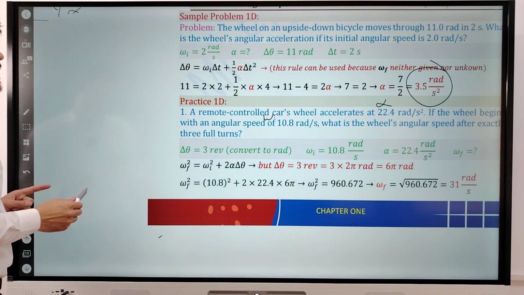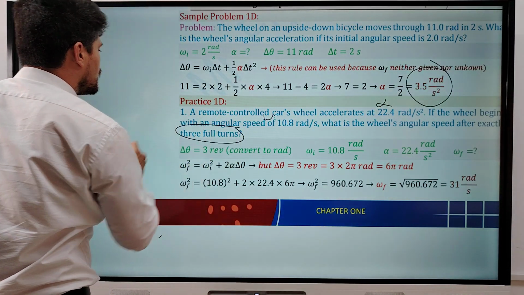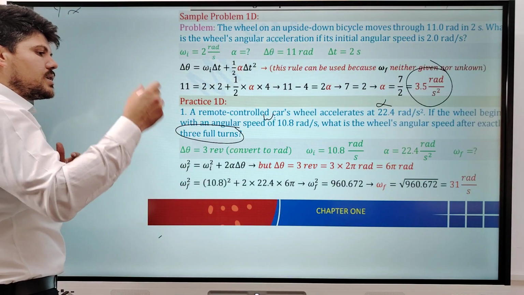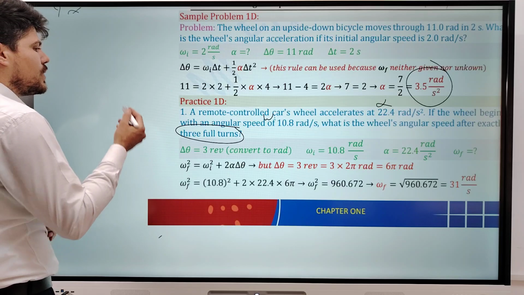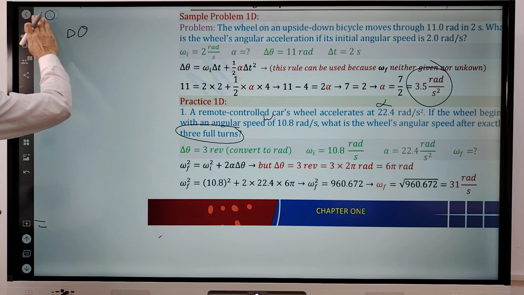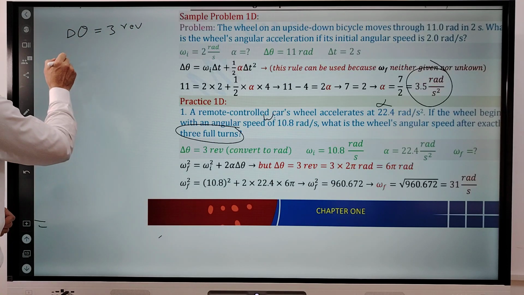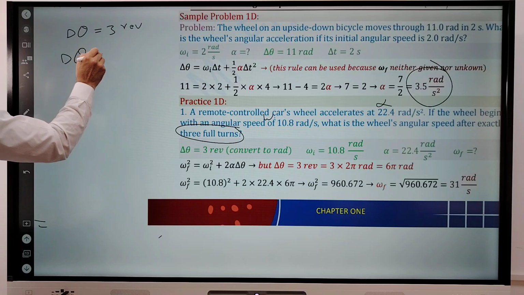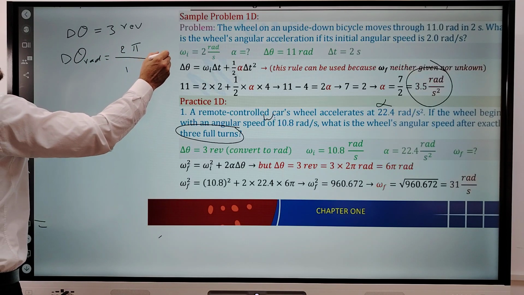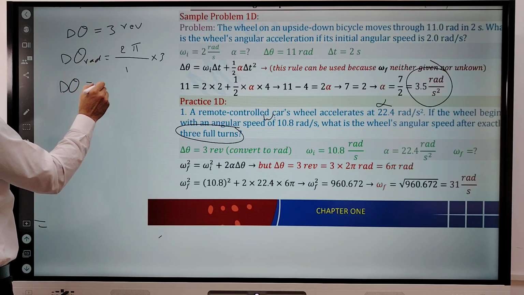What do you mean by after exactly 3 full turns? It means how many turns do we have? 3 turns. Each turn indicates one complete cycle, which means we have 3 revolutions. Theta was given in revolutions, 3 rev. You have to convert to rad, multiplying by 2 pi. Theta is equal to what? 6 pi rad.